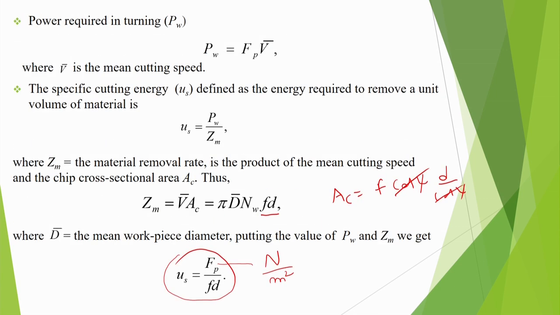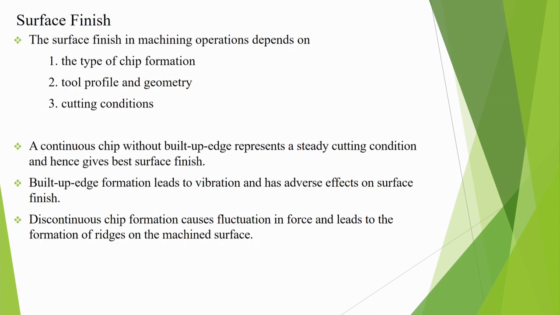Now let us discuss the surface finish. Surface finish in machining operations depends on the type of chip formation, then it depends on the tool profile and geometry, and also it depends on the cutting conditions, meaning whether there is a coolant or not. A continuous chip without built-up edge represents steady cutting conditions and hence gives the best surface finish.